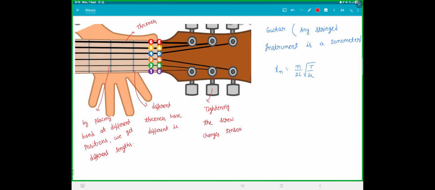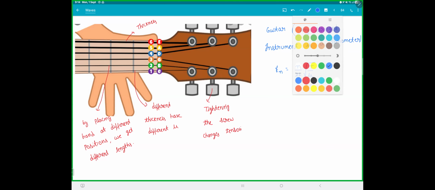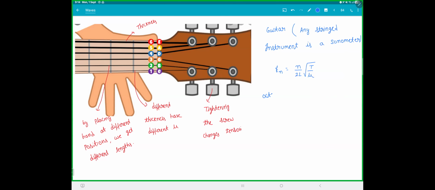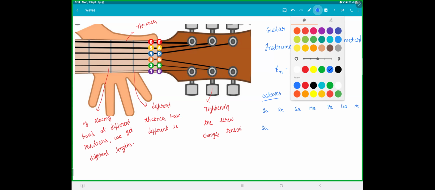So what are the harmonics then? Now these things are also called octaves. When you say this, you know the thing: sa, re, ga, ma, pa, da, ni. Sa comes again. Observed it ever? So sa keeps coming back again. So what is this sa then? This is your first harmonic sa.